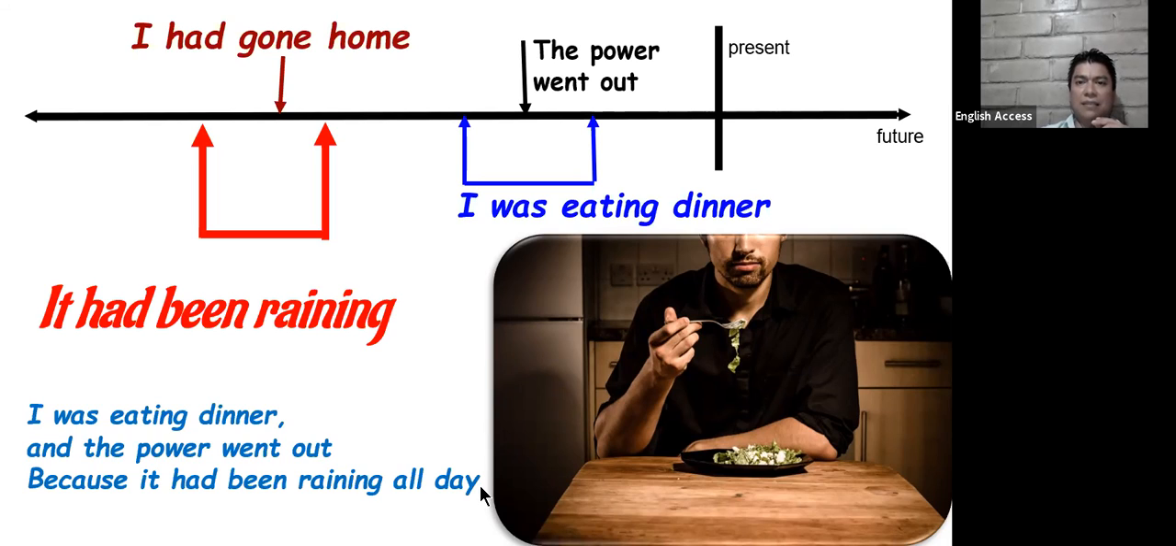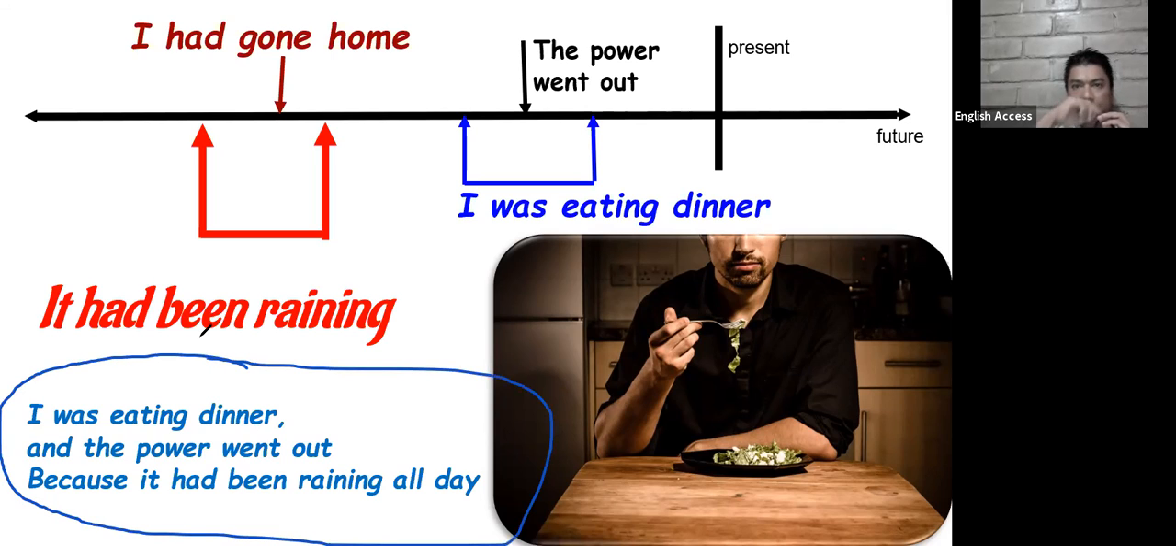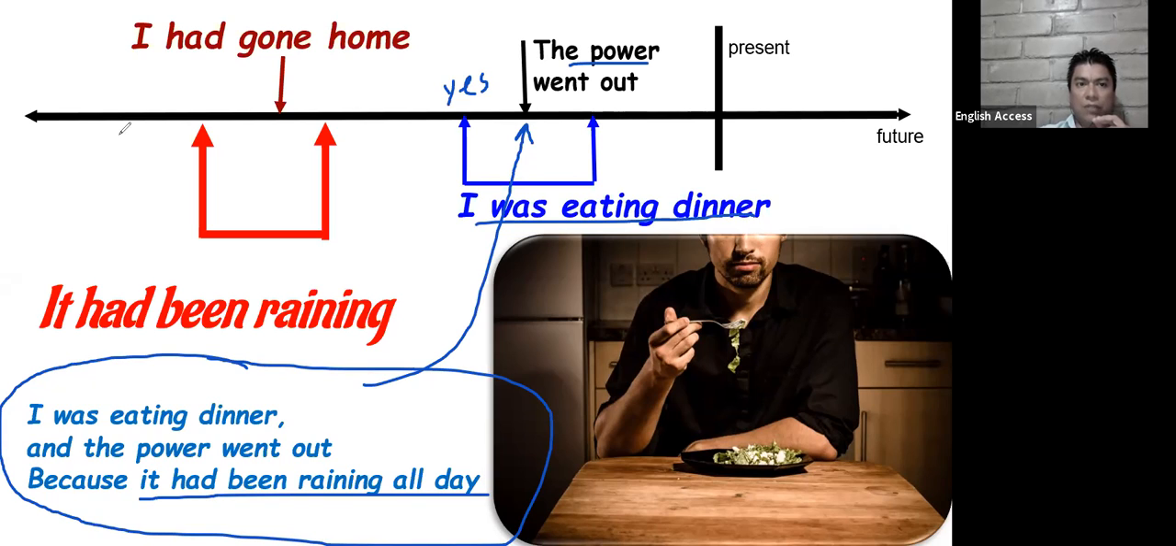Now, we can say that this man right here is telling a story of what happened yesterday, for example. Let's imagine that this story happened here, and this is yesterday. So that's in the past. The power went out, simple past. I was eating dinner, past continuous. But what about this? It had been raining all day. Well, this one started somewhere over here and it continued to rain, and it's indefinite when it finished. It says all day. So all day it was raining.